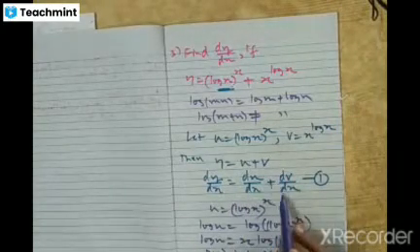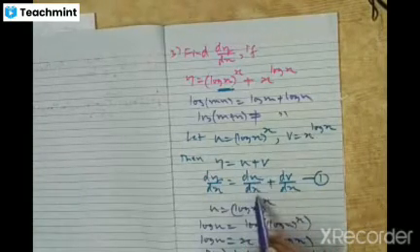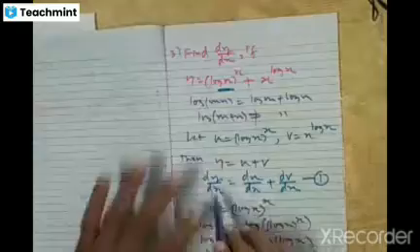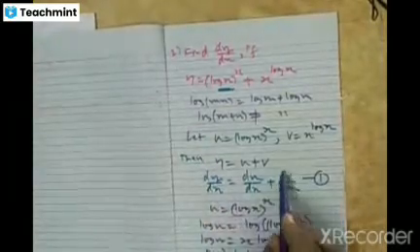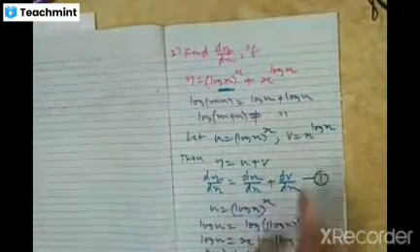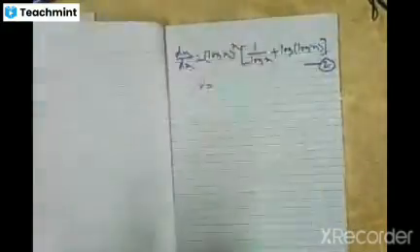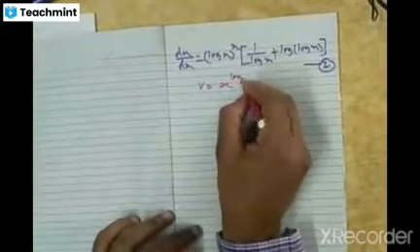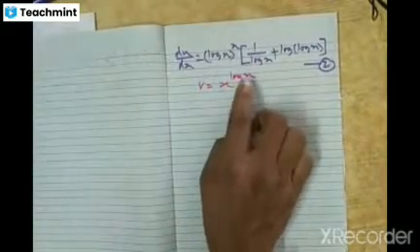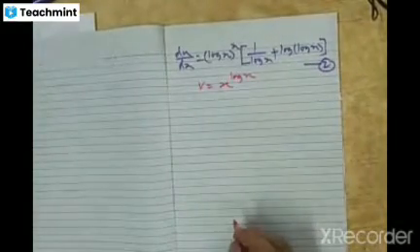Next we shall find dv by dx. Understood? I have already found du by dx. Next we shall find dv by dx and put du by dx and dv by dx in equation 1, then you will get dy by dx, correct? So to find dv by dx, I have to consider the function v is equal to x per log x. Okay, clearly both base as well as power are functions of x. So to find dv by dx, I have to use logarithmic differentiation.